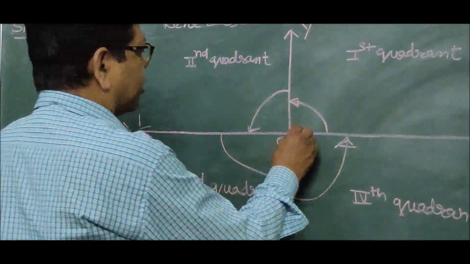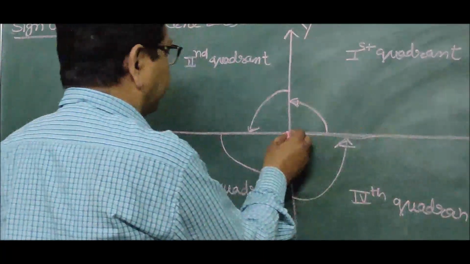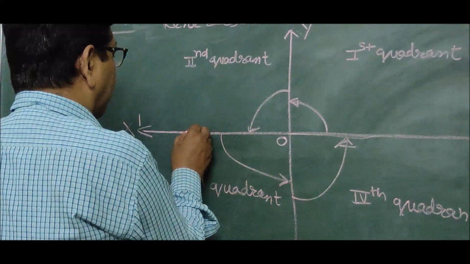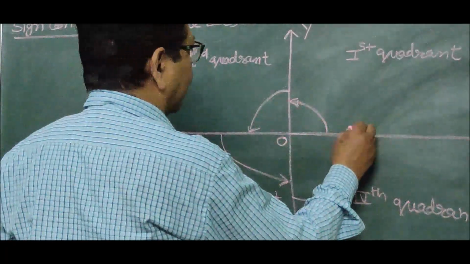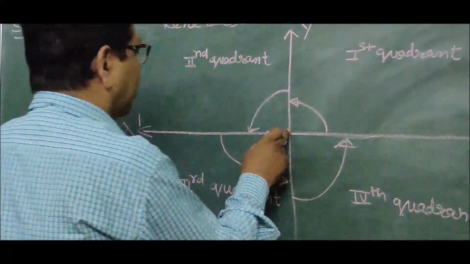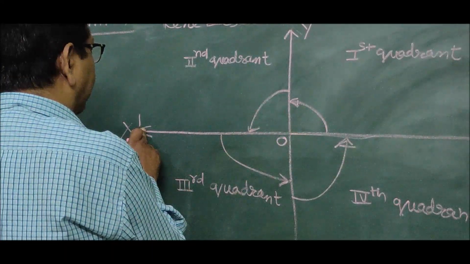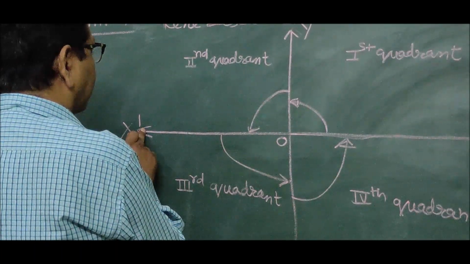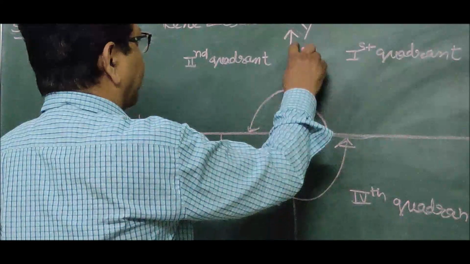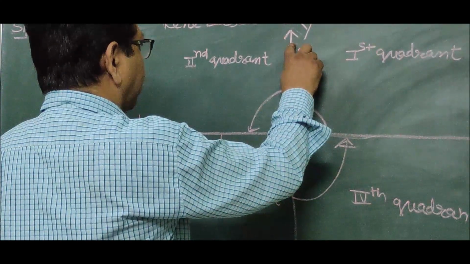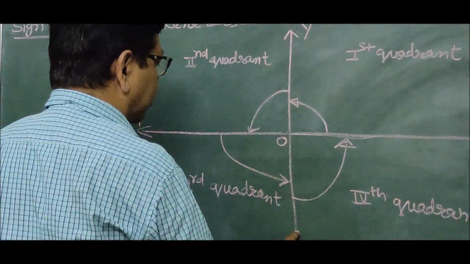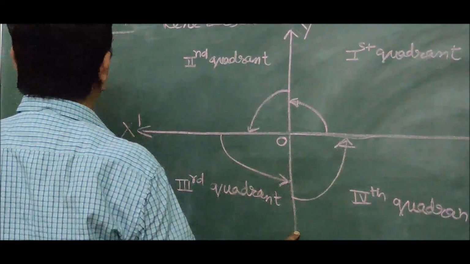On the right hand side x coordinate is positive and on the left hand side x coordinate is negative. In this direction x coordinate is positive, in the left hand side direction x coordinate is negative. In the upward direction y coordinate is positive, in the downward direction y coordinate is taken as negative.